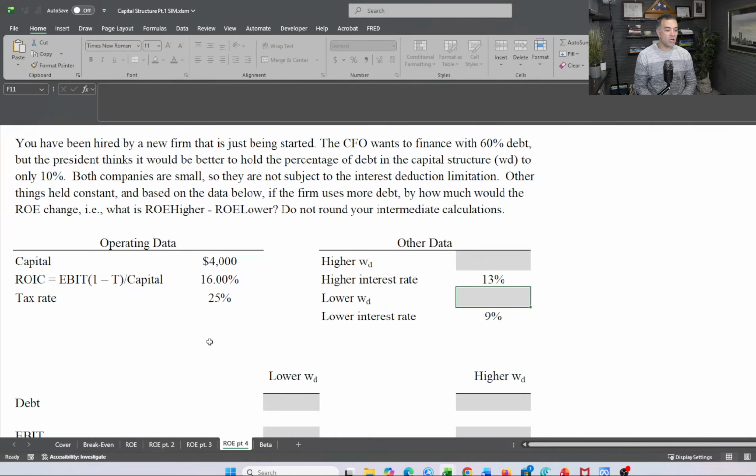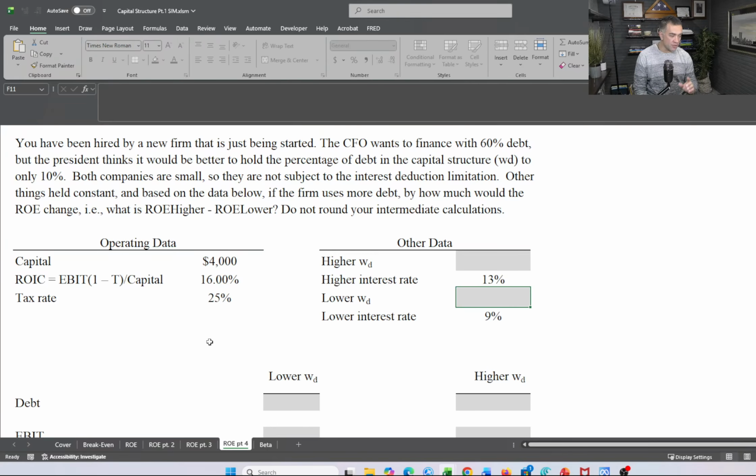You've been hired by a new firm that just is being started. The CFO wants to finance 60% debt, but the president thinks it would be better to hold the percentage of debt in the capital structure to only 10%. Both companies are small, so they are not subject to the interest deduction limitation. Other things held constant. The data is below.